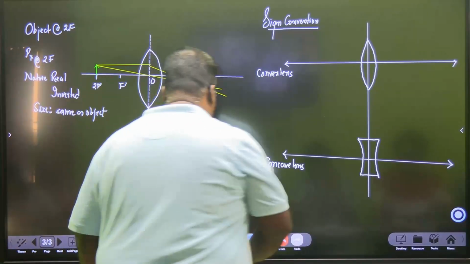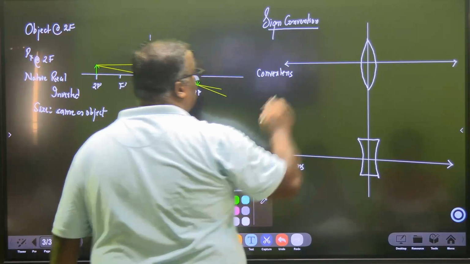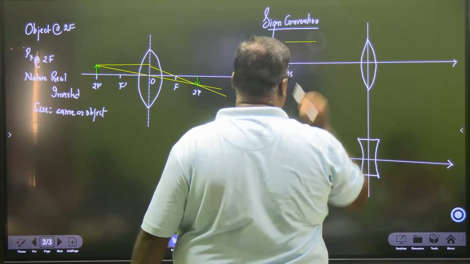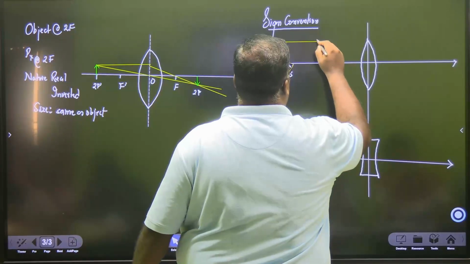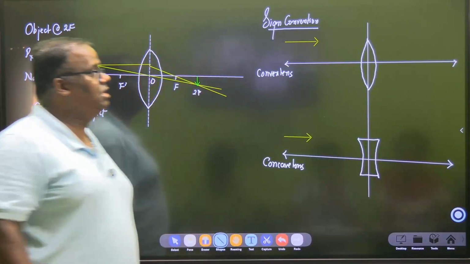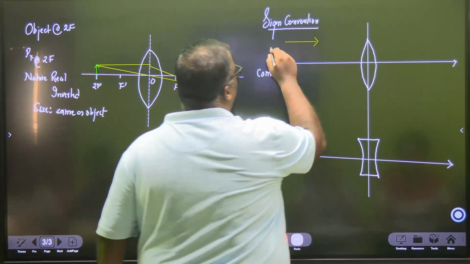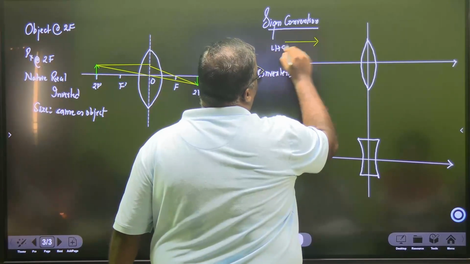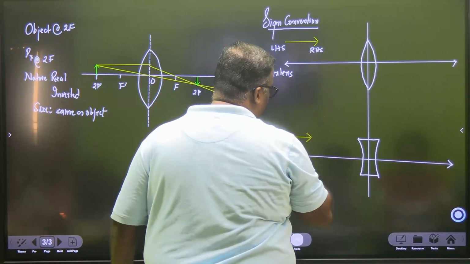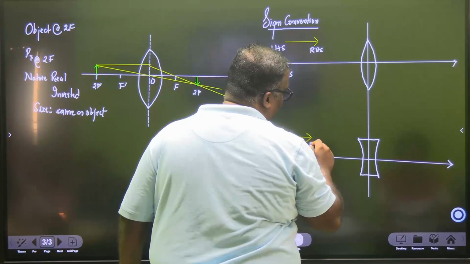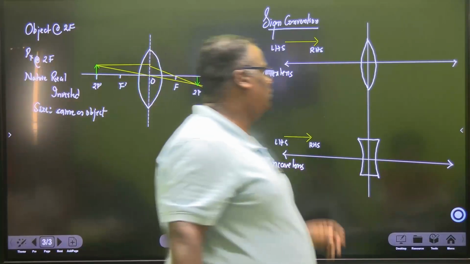Now, first question comes, sir, which side are our incident rays? Children, our incident rays are always from this side. Whether you are doing a convex lens problem or a concave lens problem, the incident ray is always from LHS to RHS. Is this clear? Every measurement that you make along the direction of the incident ray is always positive, or you can go by the graph quadrant.